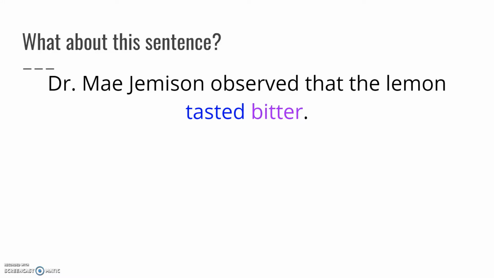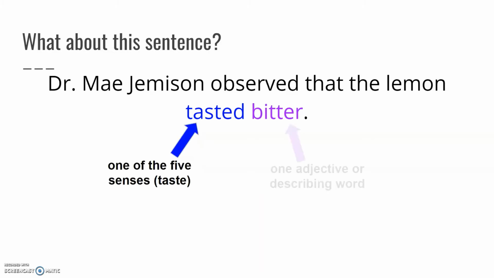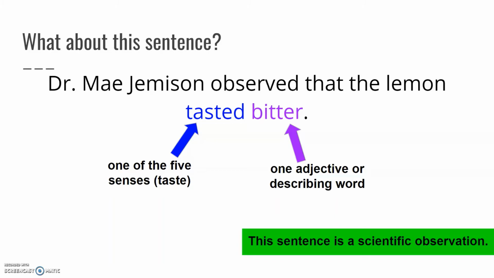What about this sentence? Dr. Mae Jemison observed that the lemon tasted bitter. Is this a scientific observation or not? Let's break it down. We do have one of the 5 senses. We have taste, and we have one adjective or describing word. So this sentence is a scientific observation because we have both one of the 5 senses and an adjective.